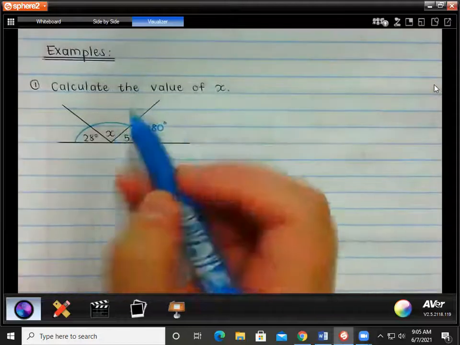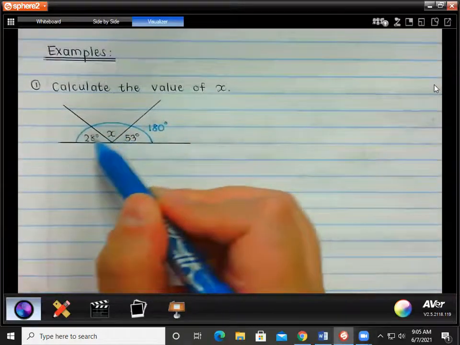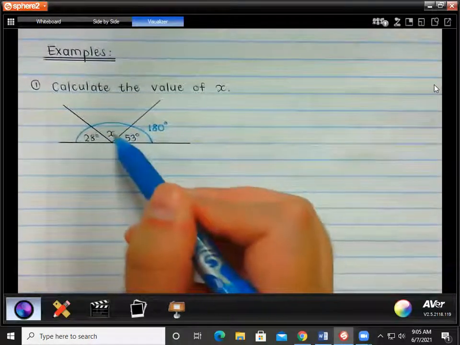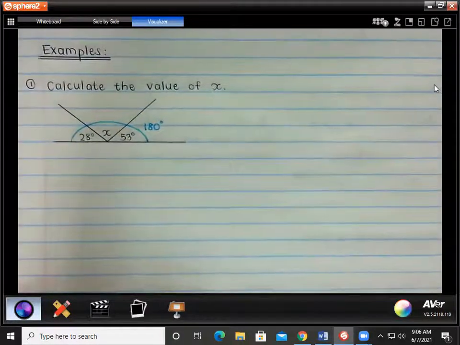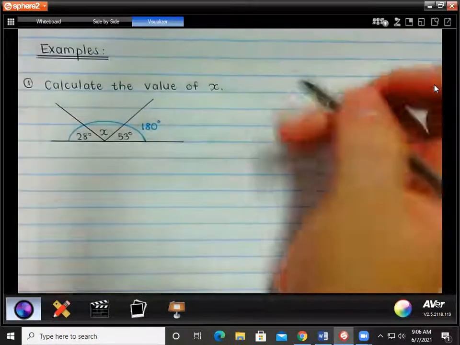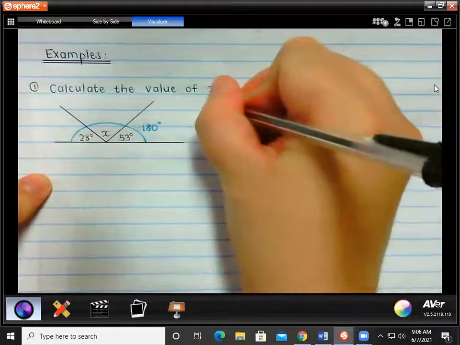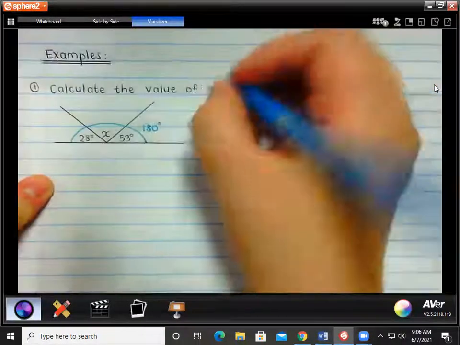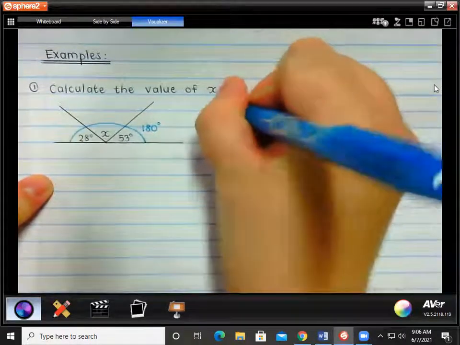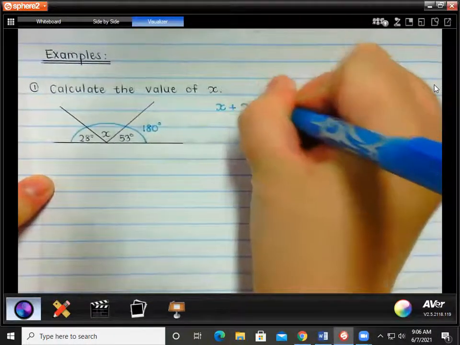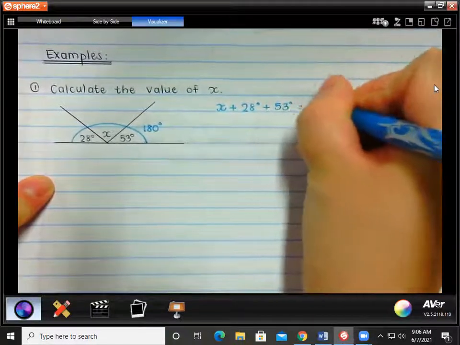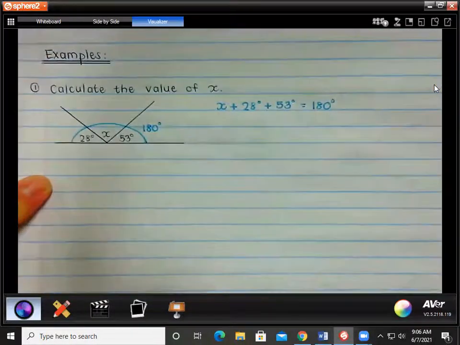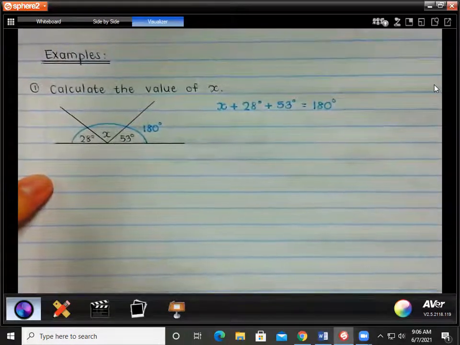So guys, we need to figure out what x must be, so that 28 plus 53 plus that x value will give us 180. Now I just want to show you guys how they want you to write it down. All right. So we're going to write, let me do it in blue. X plus the other 2 angles, 28, and then plus 53 should equal 180 degrees. All right, are we fine with that? The 3 angles, if I add them together, should equal 180.